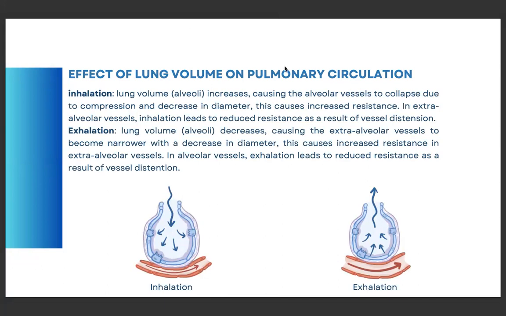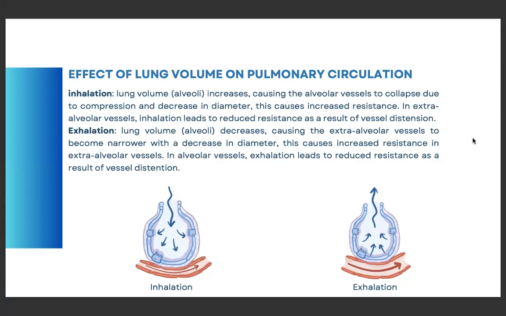Okay, so basically, when we're talking about the relationship between pulmonary circulation and lung volumes, we're going to focus on two blood vessels, the alveolar vessels and the extra-alveolar vessels. Now, the alveolar vessels are found right at the alveoli, around it, while the extra-alveolar vessels are found elsewhere in the lungs. So they go in opposite directions. So during inhalation, the alveolar vessels, as you can see in the diagram on the bottom left, as the alveolus gets bigger because you're inhaling, you're pushing down on that vessel, compressing it.